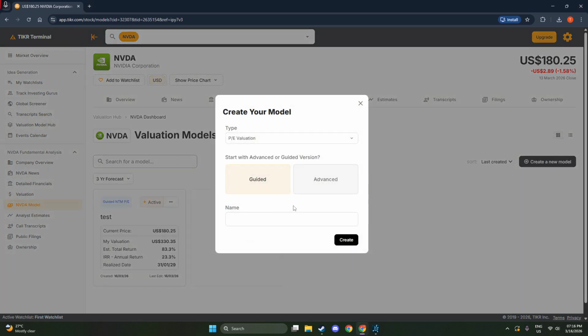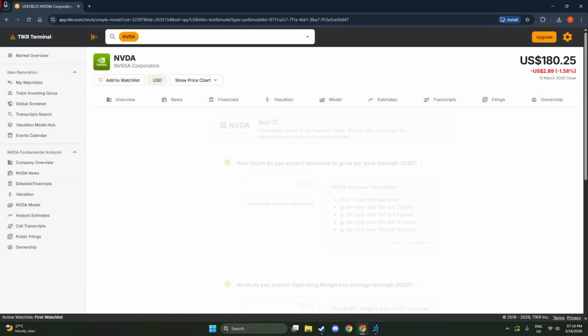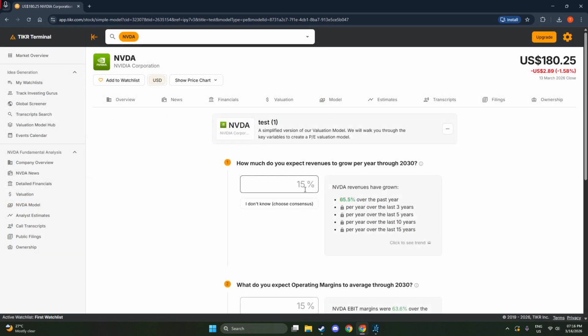Now enter 3 key assumptions. These are your custom metrics. Start with revenue growth, which is the expected annual growth rate over your forecast period. If you're unsure, use the analyst's consensus as a baseline and then adjust based on what you know about the company's product pipeline, competitive position, or cyclicality.